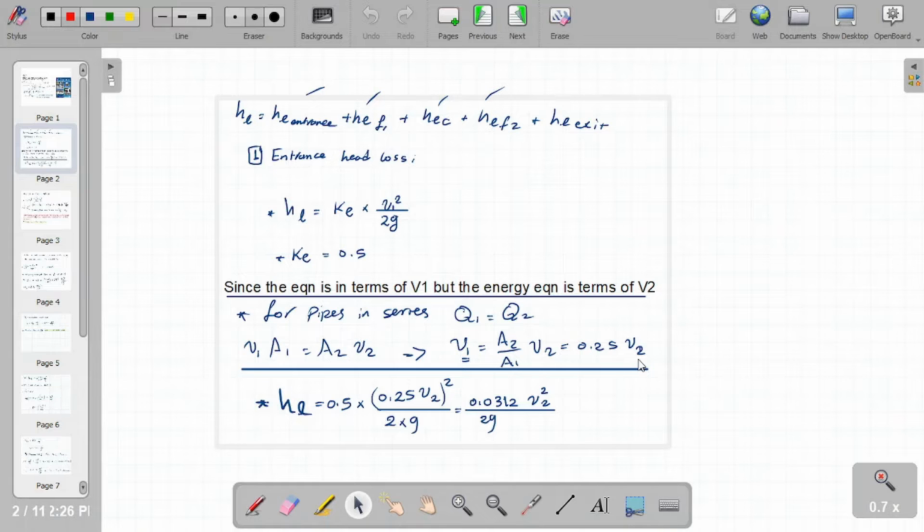Now, the head loss. We can write the head loss at the entrance in terms of V2. So the equation becomes: the head loss is 0.0312 times velocity 2 squared divided by 2 times the gravity acceleration.